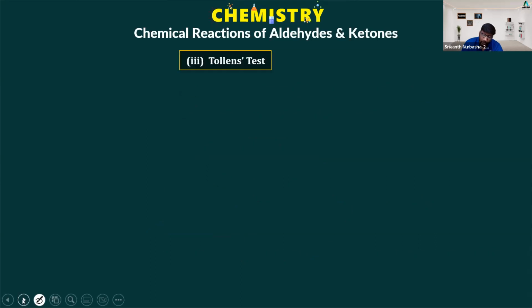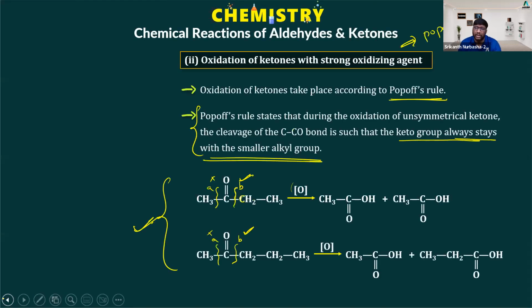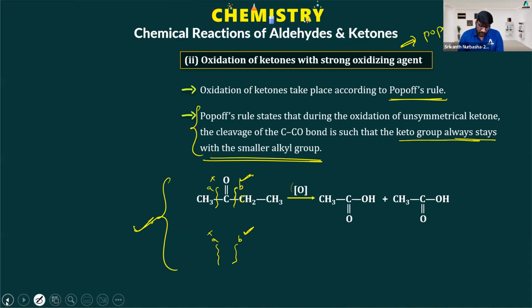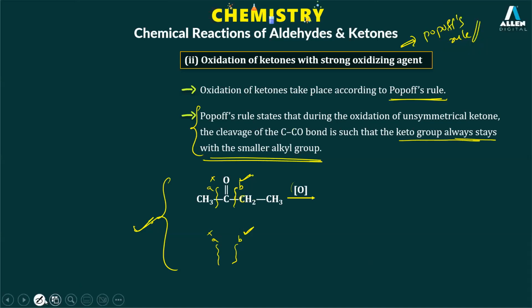So next class we can go with the Tollens test, Fehling's solution, Benedict's solution. These are all milder oxidizing agents. Only aldehydes can react. In the aldehydes also, which type of aldehydes will react? Aliphatic or aromatic, under what conditions? All that we'll discuss in the next class. So the milder oxidizing agents can react only with aldehydes, not with ketones, because in ketones there is no oxidizable hydrogen. Got it now, students? Yes, sir.